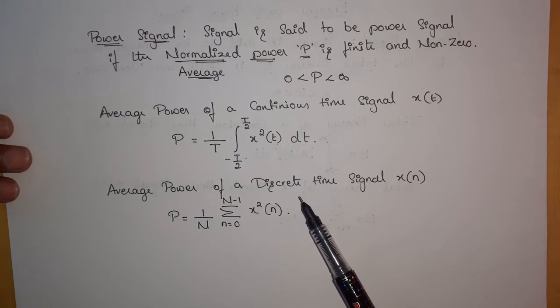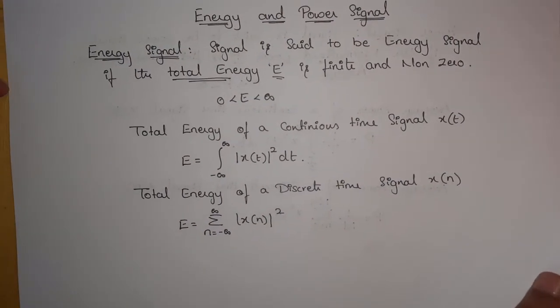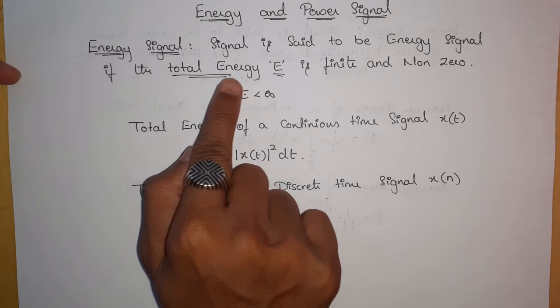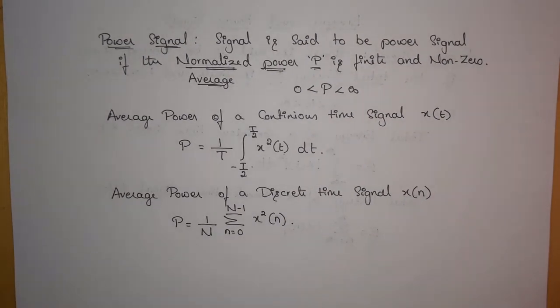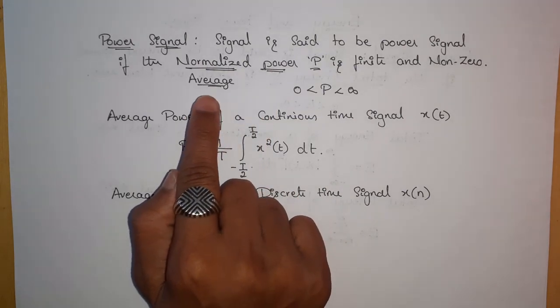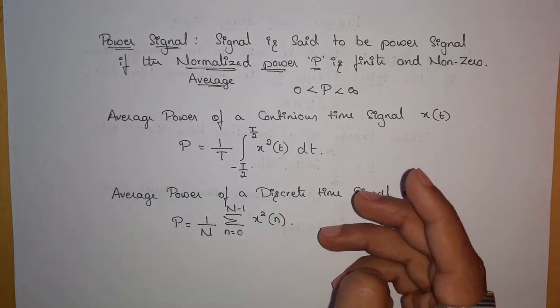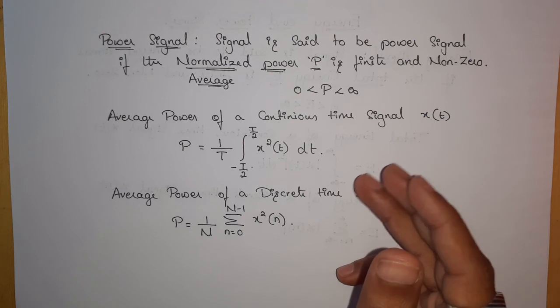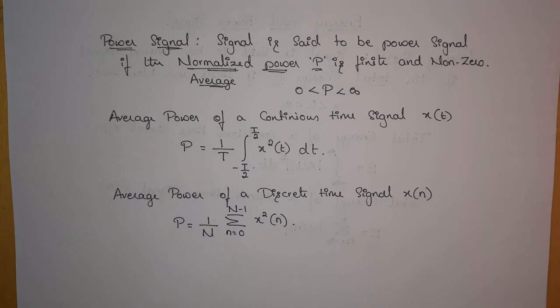Hope this is clear. I will repeat the definition. An energy signal is a signal whose total energy is finite and non-zero, whereas for a power signal, we say the normalized power is finite and non-zero, or the average power is finite and non-zero. Remember these four equations with respect to energy signal and power signal, which are very useful for our next classes. In the next video we are going to discuss problems on power signal and energy signal.